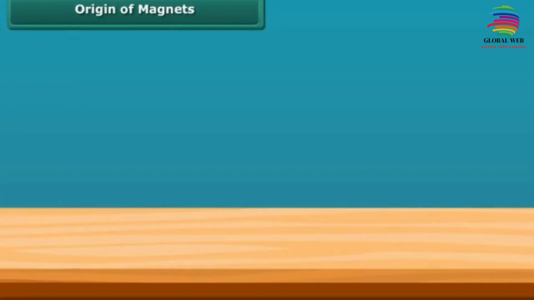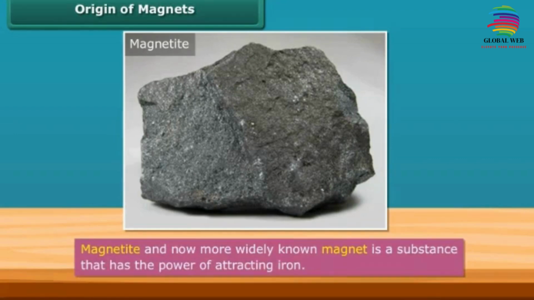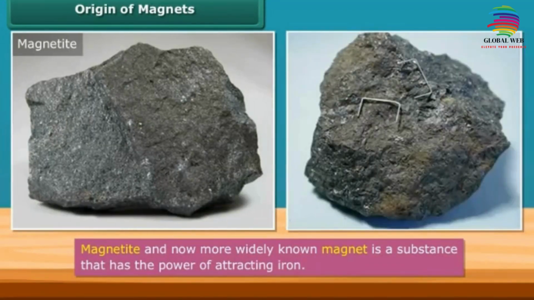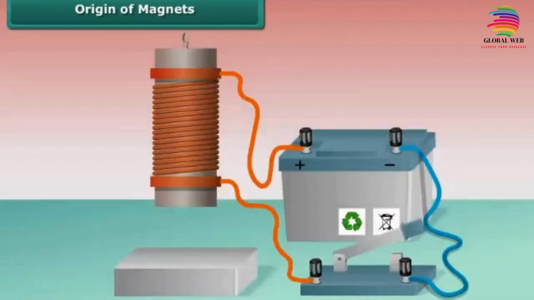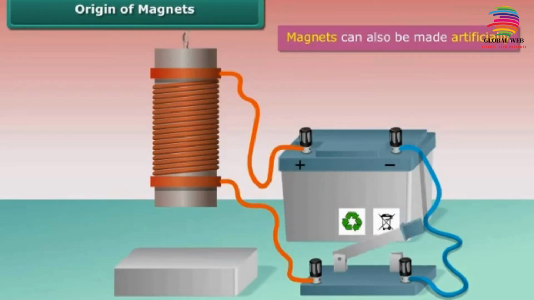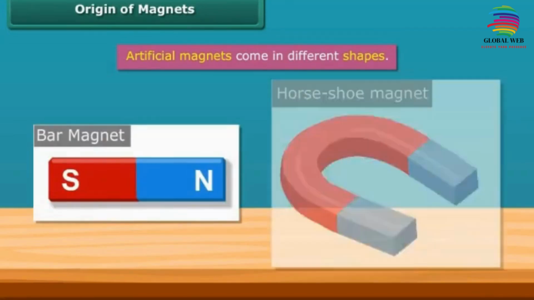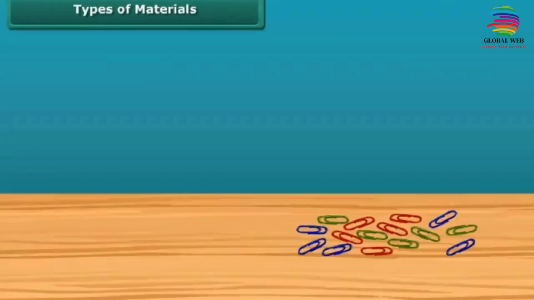Origin of magnets. Magnetite is a natural magnet and contains iron. In the later days, this was more widely known as a magnet. A magnet is a substance that has the power of attracting iron. Magnets can also be made artificially. However, the process of making artificial magnets is a recent discovery. Artificial magnets come in different shapes, for example, bar magnet, horseshoe magnet, etc.